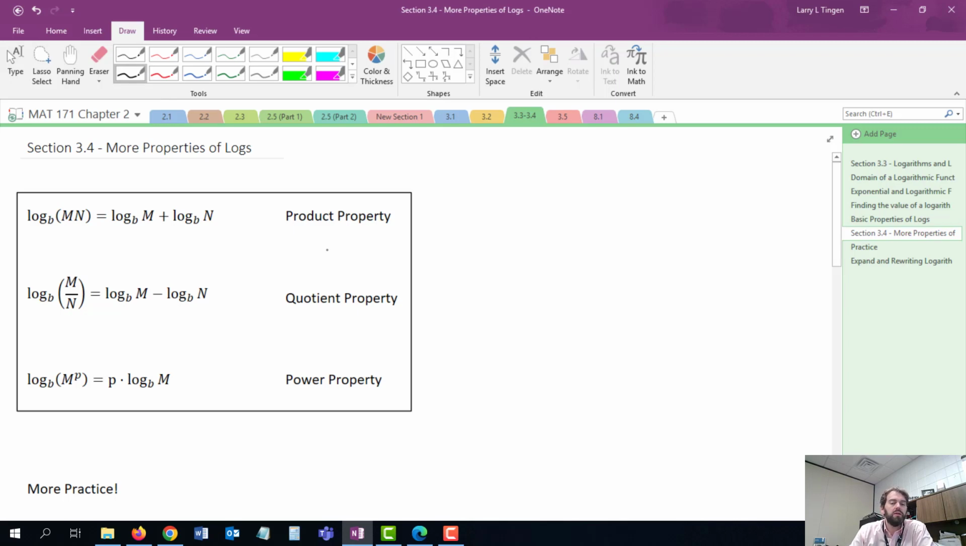The first one is the product property. It says that if I have the log of 2 factors, 2 things that are multiplied, I can rewrite that as the log with the same base of the first factor plus the log of the same base with the second factor.